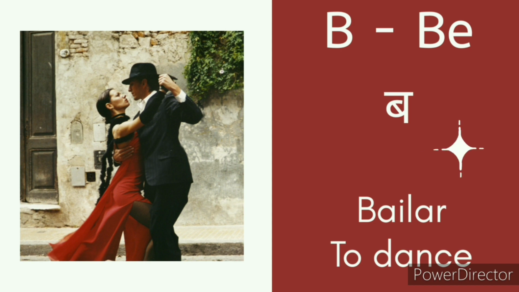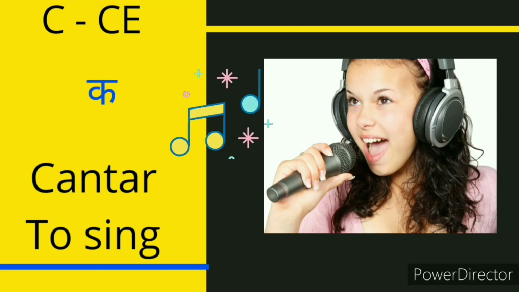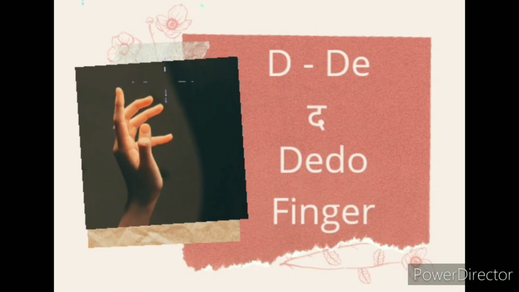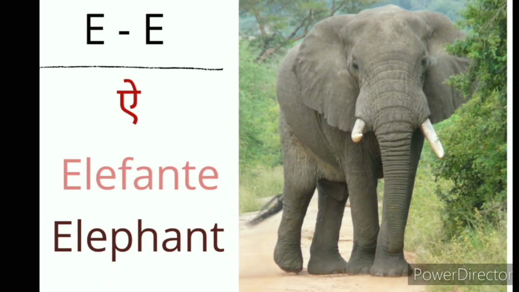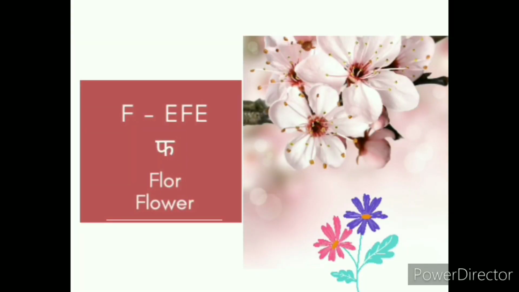Bailar means to dance. C in Spanish is se, but we pronounce it as k, as in cantar. Cantar means to sing. D in Spanish is de, as in dedo. Dedo means finger. E in Spanish is a, as in elefante. Elefante means elephant.